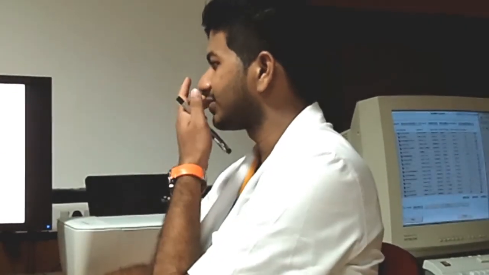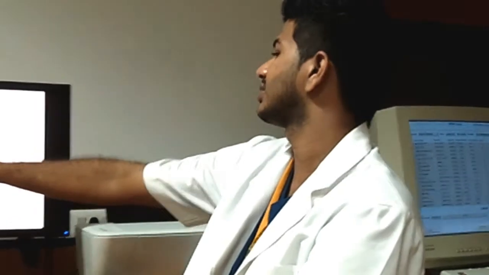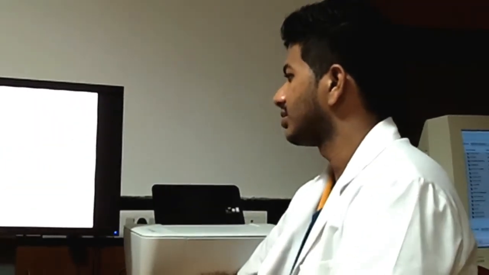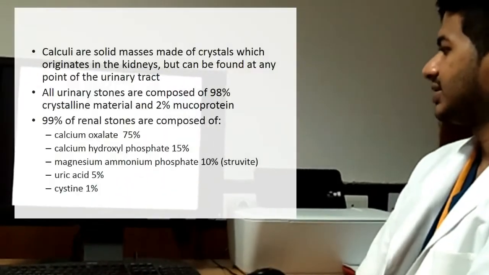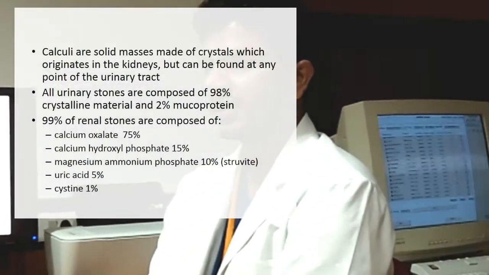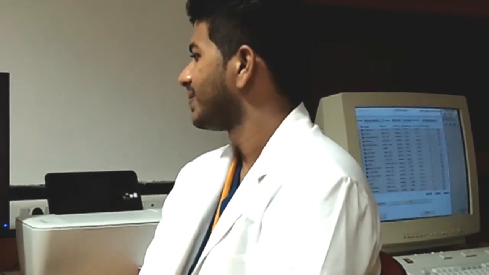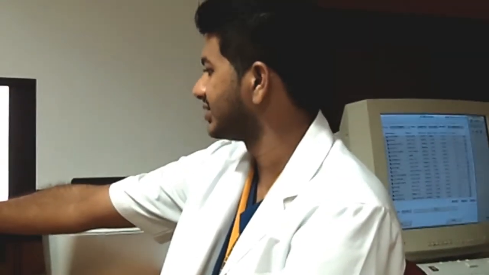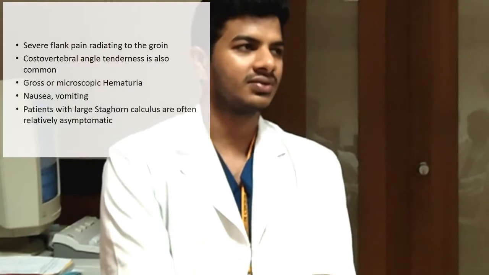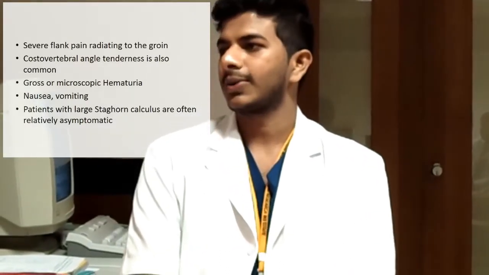Almost all urinary stones are composed of 98% crystalline material and 2% mucoprotein. Most are calcium oxalate, which is radio opaque and hyperdense in CT, while uric acid stones are not radio opaque. Patients present with severe colicky pain radiating to the groin, and costovertebral angle tenderness is also common. There can be gross or microscopic hematuria. If it's microscopic hematuria, we can confirm it by a dipstick test.